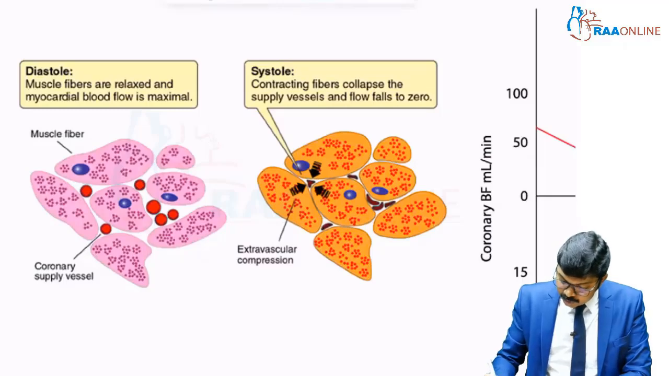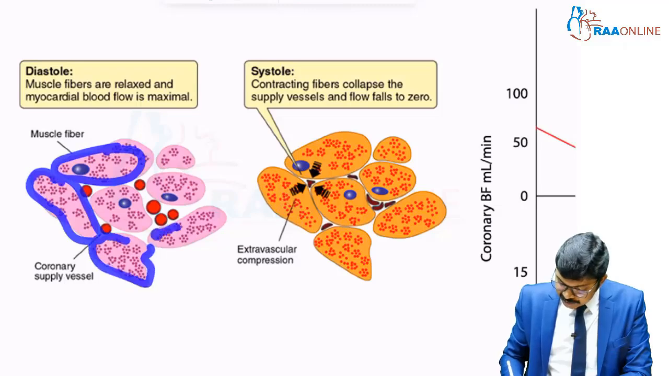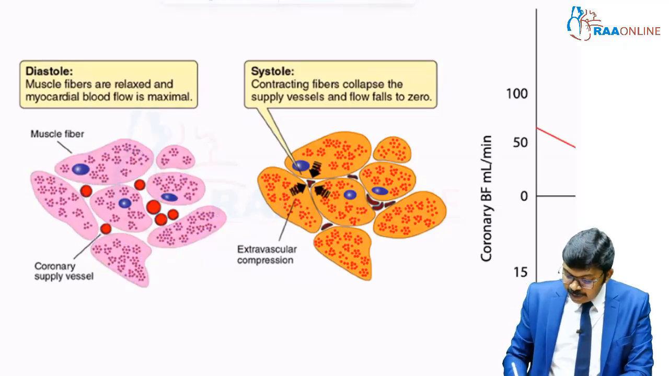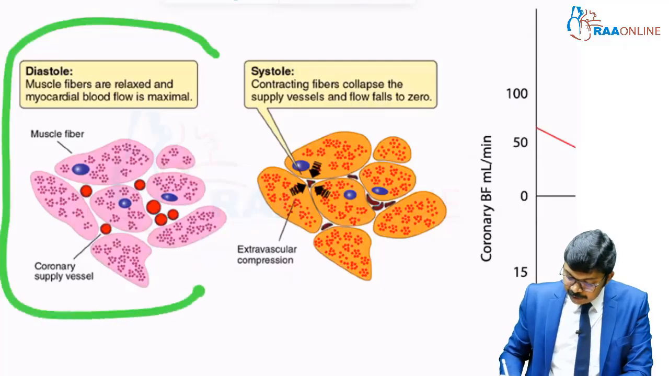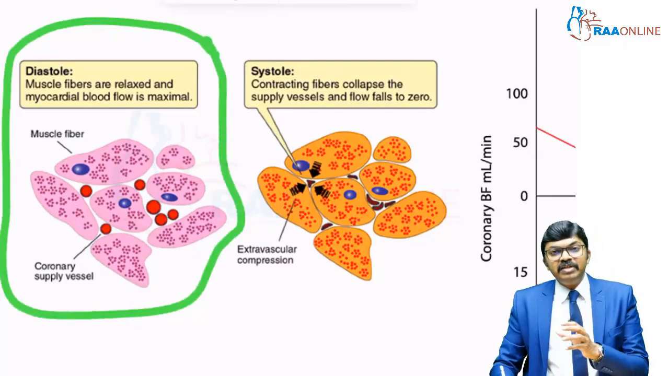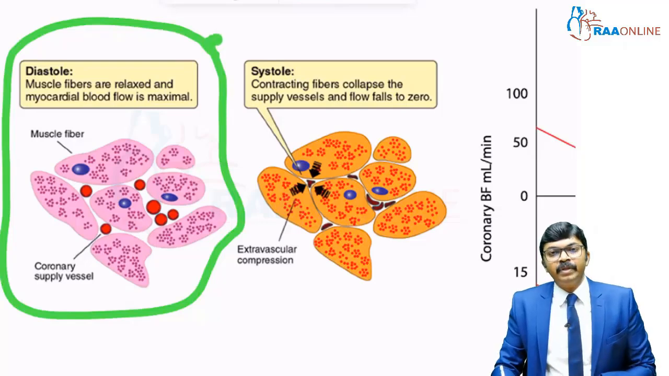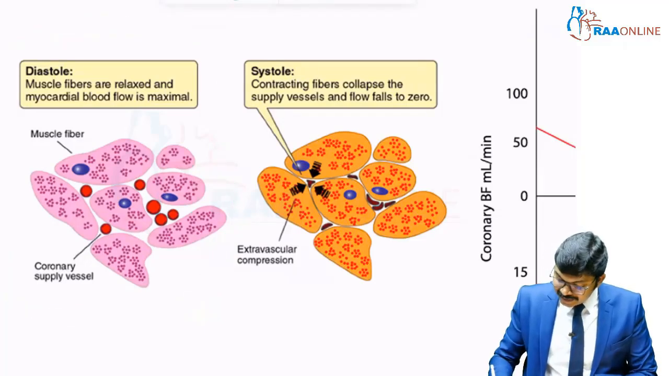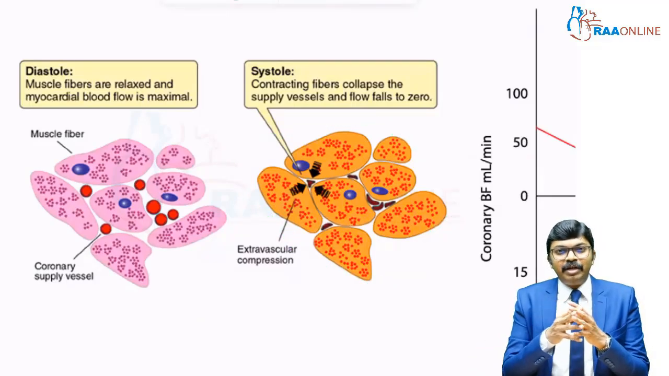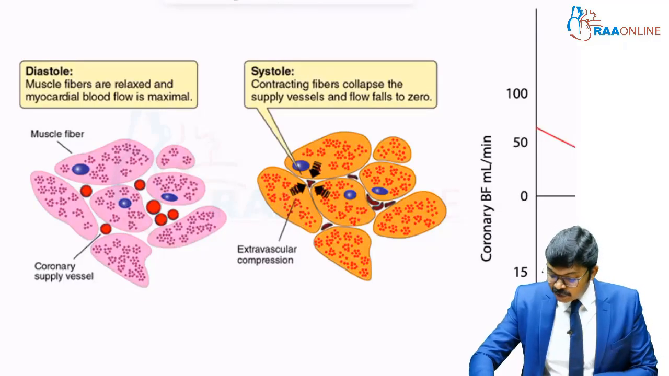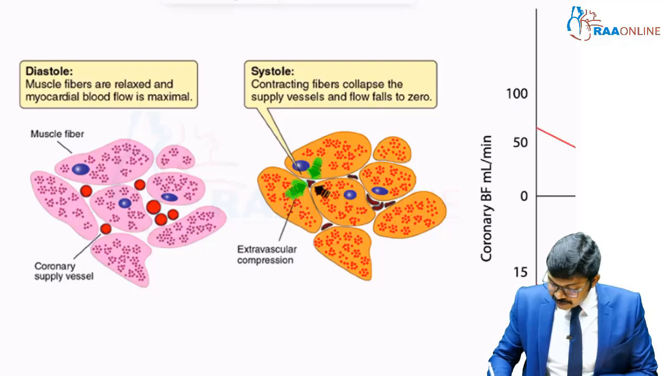So these are all cardiac myocytes. This is one cardiac myocyte, second cardiac myocyte, third cardiac myocyte, fourth cell, fifth cell, like that. In between cardiac myocytes, you are seeing coronary arterioles and coronary capillaries. 1, 2, 3, 4, 5 and 6 coronary capillaries. During diastole, because the muscle fibers are relaxed, the blood vessels are very much open and dilated. Alright, at the same time, during systole, when all these muscle fibers are contracting, the coronary capillaries and coronary arterioles are practically getting squeezed by these compressing muscle fibers.